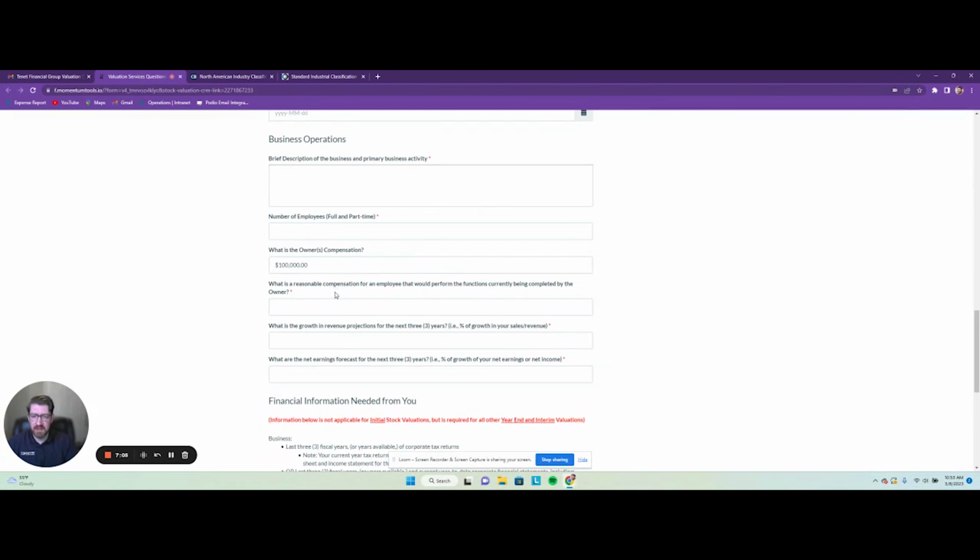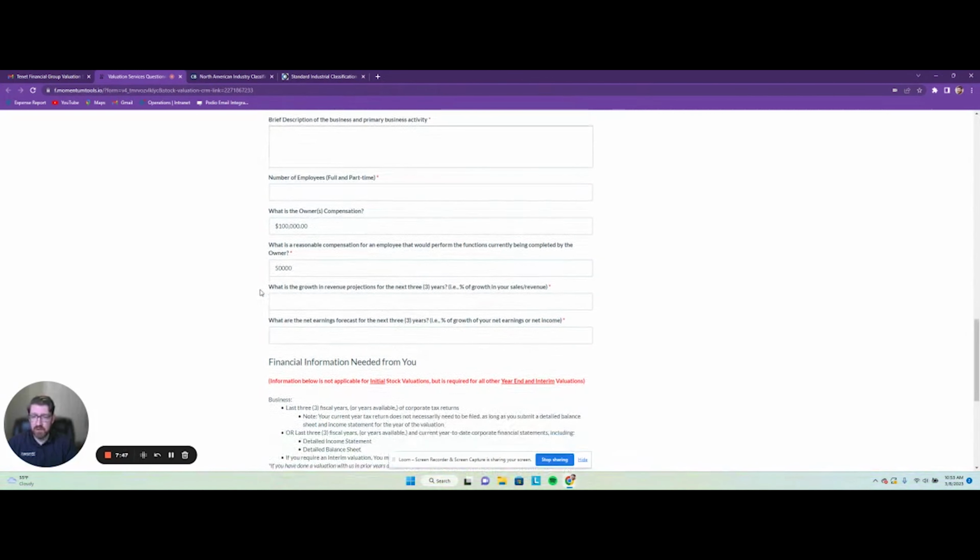What is a reasonable compensation for an employee that would perform the functions currently being completed by the owner? Here's where we can make some changes on your valuation. So let's say you are paying yourself 100,000, but 50,000 would be a reasonable number for someone to replace you in the actions you're doing. That allows me to use that difference and put it into your valuation as some cash flow that might be available. Again, just take a look. It may not be applicable for your industry or your specific situation on your financial statements, and that's okay to just put the same number there.